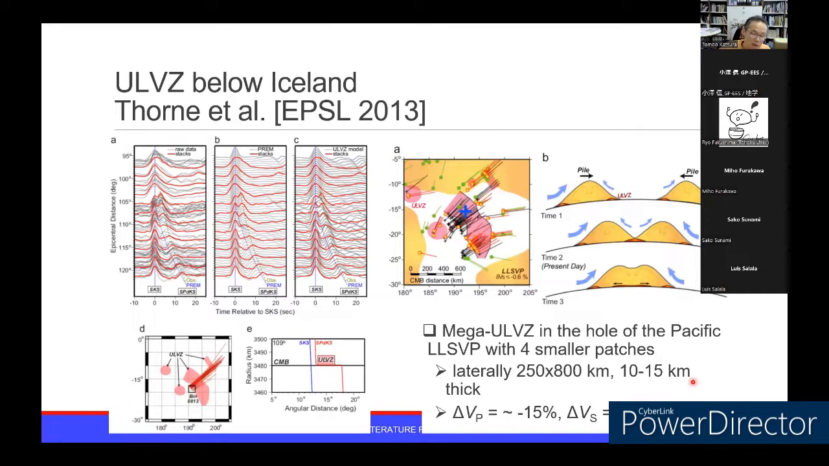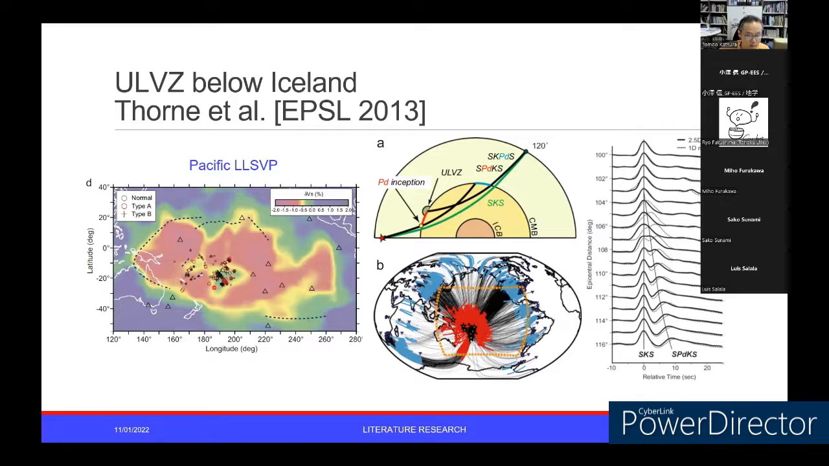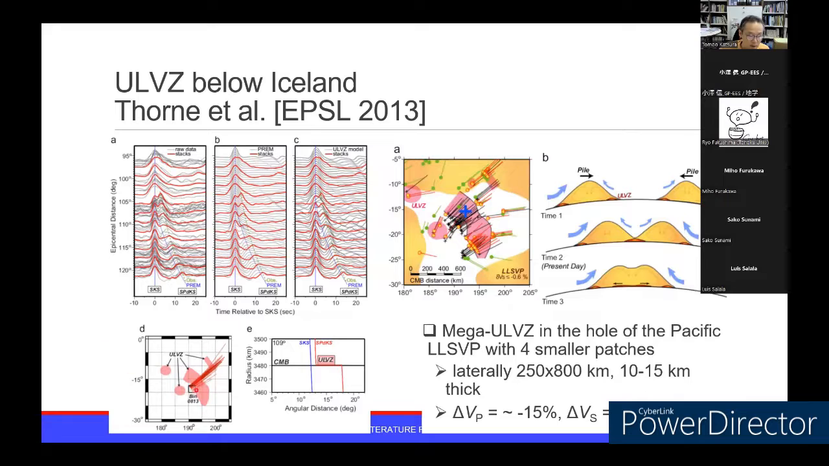And they suggested there is a whole of the Pacific LLSVP. This part is not so low velocity, but a medium velocity. And there are a couple of several ultra low velocity zones in this whole of the LLSVP. And the largest one may be 250 times 800 kilometers horizontally and 10 to 15 kilometers vertically. And P wave reduction is minus 15%, and S wave reduction seems minus 45%.